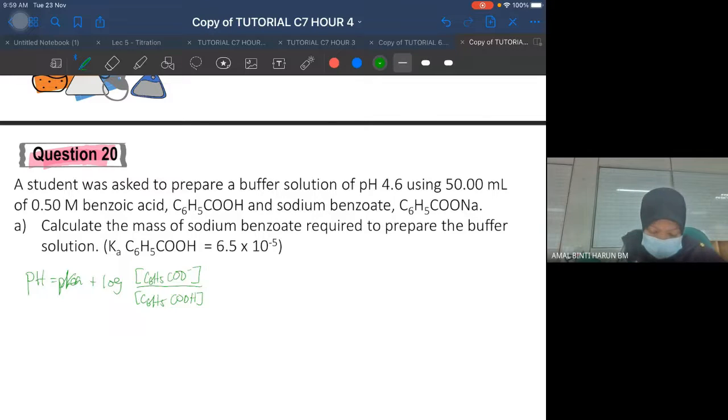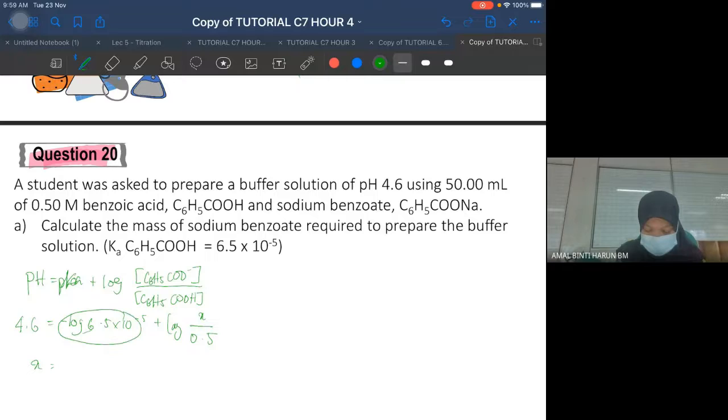And then the pH is 4.6 and the pKa is negative log Ka. Ka is given as 6.5 times 10 to the power negative 5, plus log of the concentration of the weak acid, which is 0.5. So now we don't know how many moles or what concentration of salt there is. So it is X.